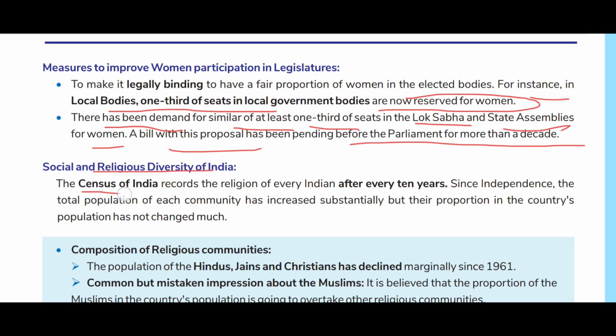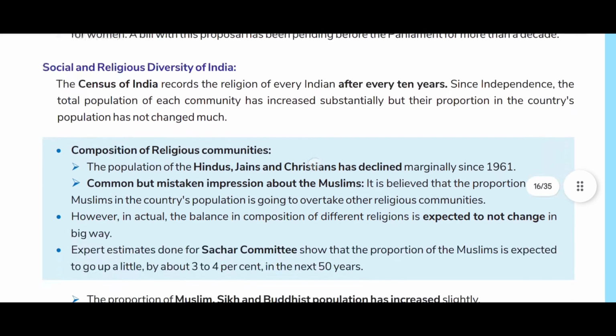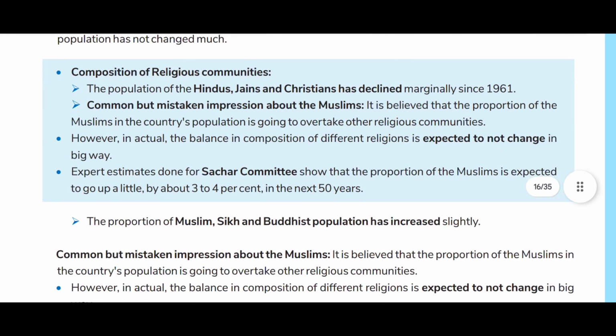Social and religious diversity of India. The Census of India records the religion of every Indian after every 10 years since independence. The total population of each community has increased substantially, but their proportion in the country's population has not changed much. Composition of religious communities. The population of the Hindu, Jain, and Christian has declined marginally since 1961.